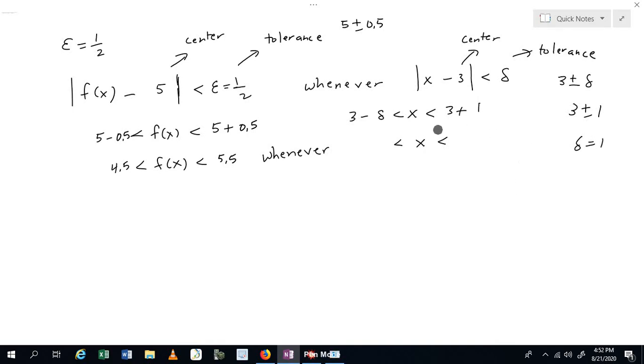So let's put that back in here. In other words, 3 plus 1 would be 4, 3 minus 1 would be 2, and that corresponds to x being between 2 and 4. So this means delta would have to be 1. If you say epsilon is equal to a half, then my corresponding delta would be 1. That would make this statement true.